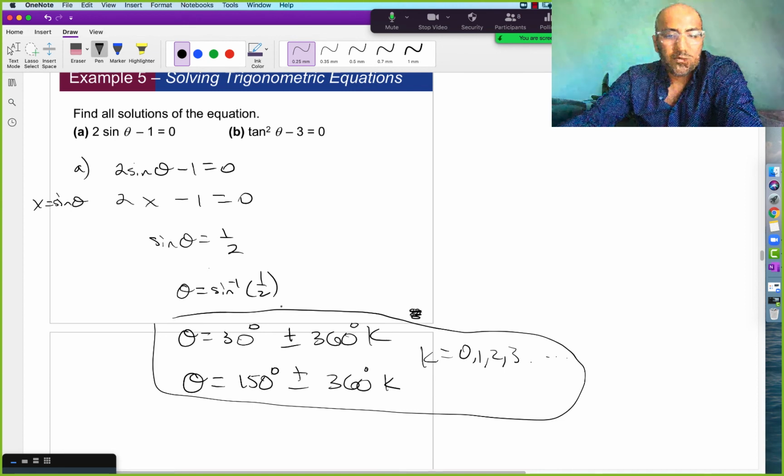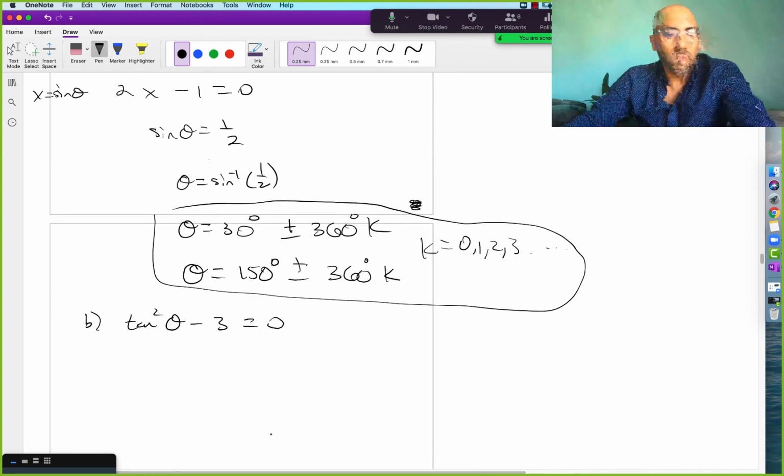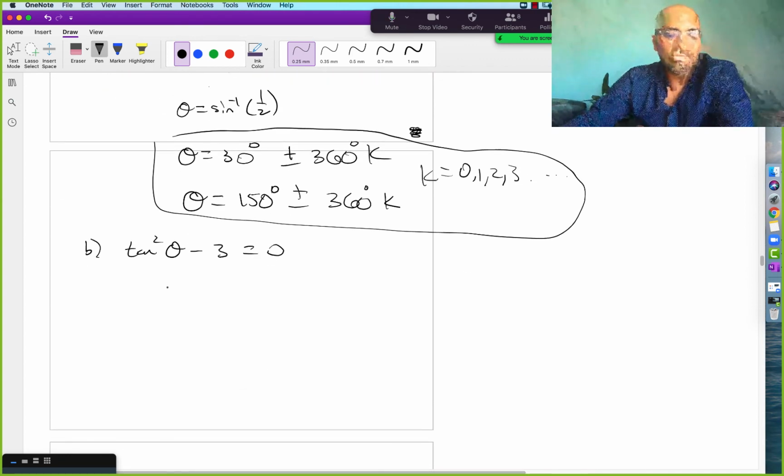Exactly like the previous one, I just didn't spend much time working on this because the only thing that's new is that we needed to do a little bit of work to solve for sine of theta. Good. The second one, part B, we have tangent squared theta minus 3 equals 0. Same thing, very little work needs to be done to solve this. We have tangent of theta squared equals 3. So then we have tangent of theta equals plus or minus root 3.